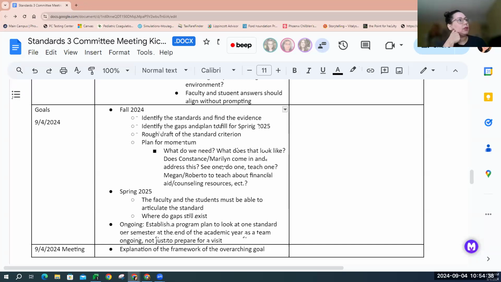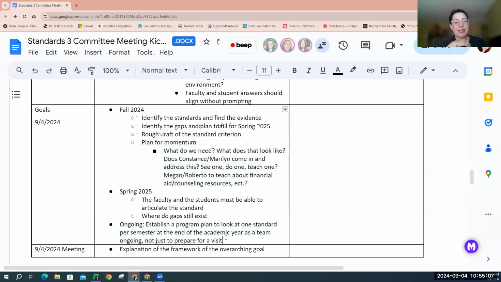Yeah. Let's see. I did want to talk about this momentum piece. These are the goals we have for each committee and the timeline associated with it, so that we have two opportunities: fall to establish what we need to fix, and spring to determine what still needs to be addressed to go into the report with the plan.